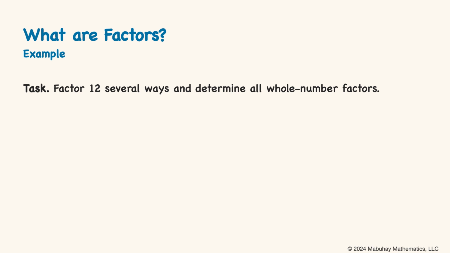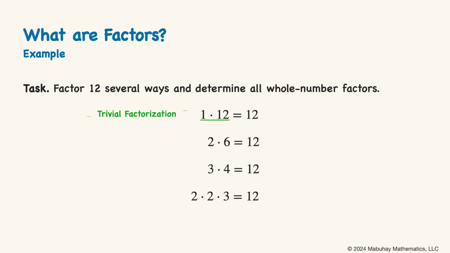Consider the number 12. Let's see how many ways we can write 12 as a product of whole numbers. If you have the idea already, you can pause the video and think about it independently for a minute. So how many ways can we rewrite 12 as a product? There's 1 times 12, 2 times 6, 3 times 4, and 2 times 2 times 3. By the way, if you think I missed one, you can go ahead and let me know in the comments. Fun fact, every whole number can be factored as 1 times itself. Since this doesn't really give us any new or different information, we call it the trivial factorization.